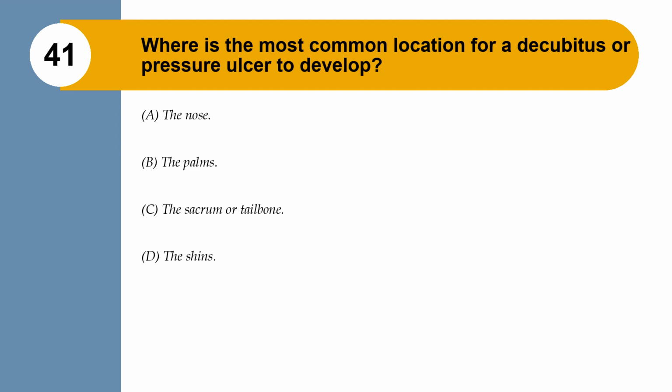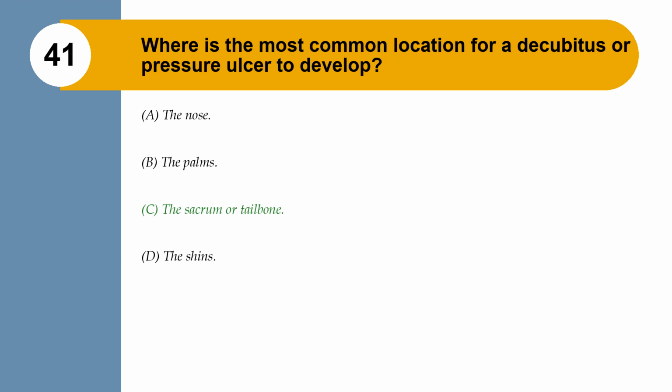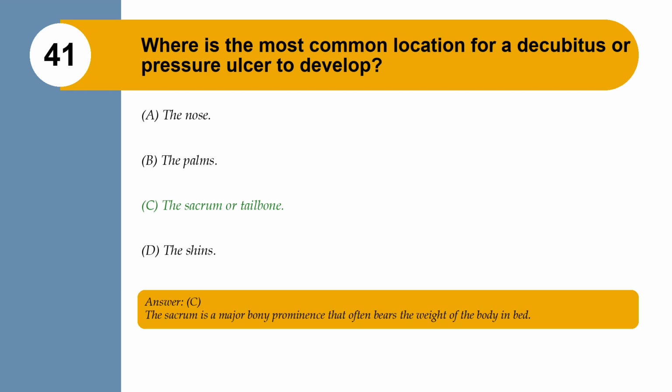Question 41. Where is the most common location for a decubitus or pressure ulcer to develop? Option A, the nose. Option B, the palms. Option C, the sacrum or tailbone. Option D, the shins. The correct answer is option C, the sacrum or tailbone. Explanation. The sacrum is a major bony prominence that often bears the weight of the body in bed.